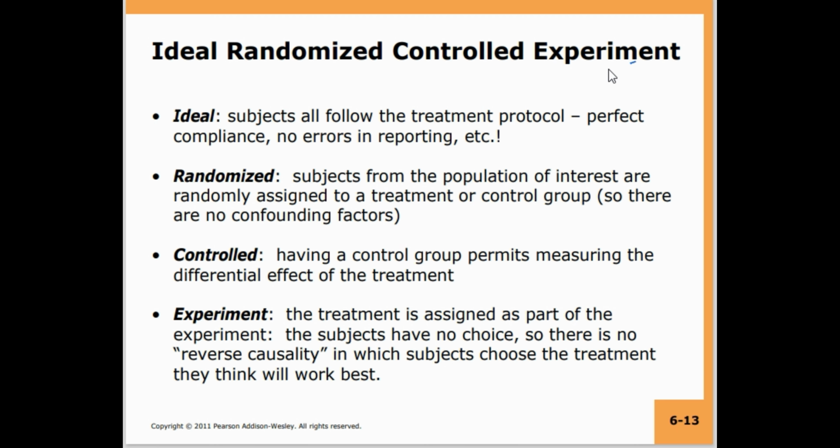That is, the experiment has the idea that the person who wants to research the difference between two different treatments, or see what effect it has, has control over the entire way of how to assign individuals to different groups and what treatments to give. So treatment is assigned as part of the experiment. The subjects have no choice. Okay.